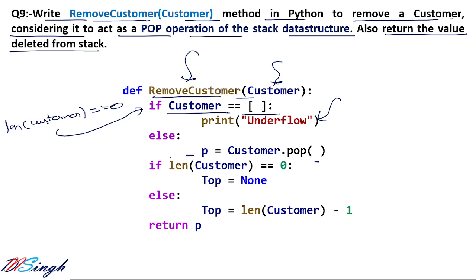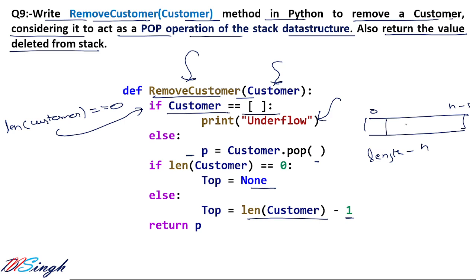Okay, fine. After removing it, again check if the length of the customer is 0, then top is equal to None. Otherwise, assign top to the last index. So what will be the last index? We are calculating length dynamically and subtracting 1. So this is the last index for any list. Remember that for forward indexes, the first index is always 0 and the last index is what? Length minus 1. So if there are n elements, or length is n, then the last index will be n minus 1.